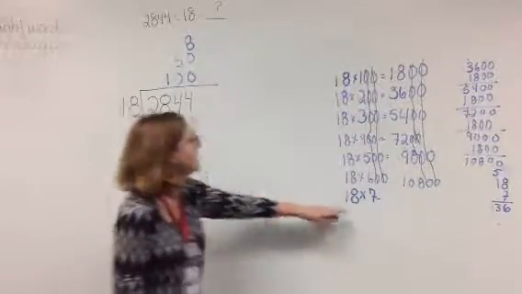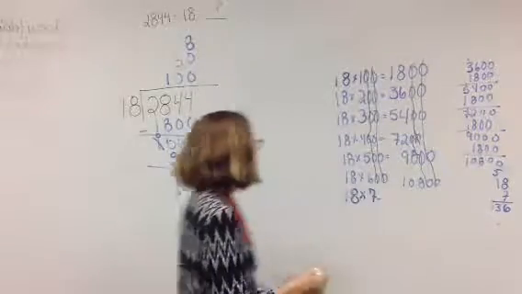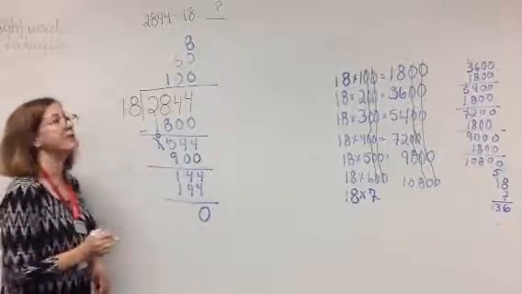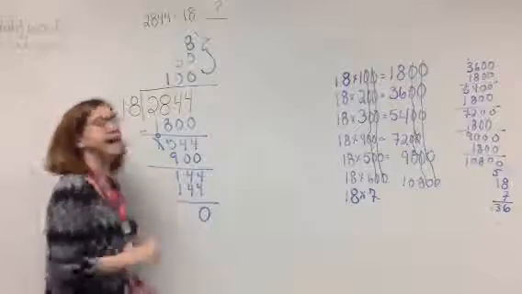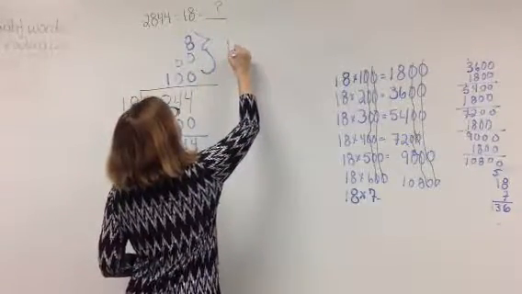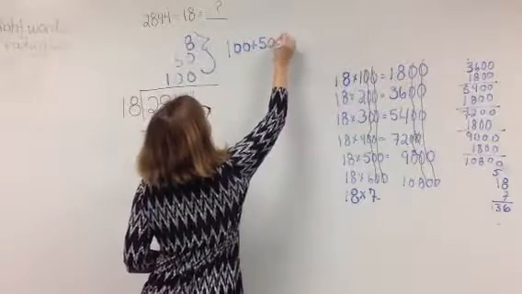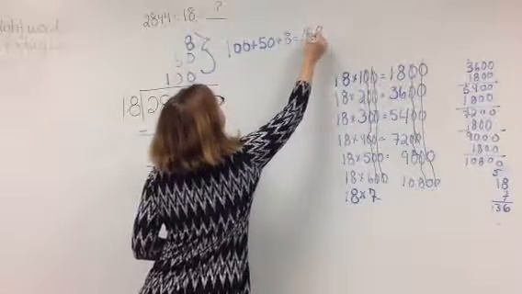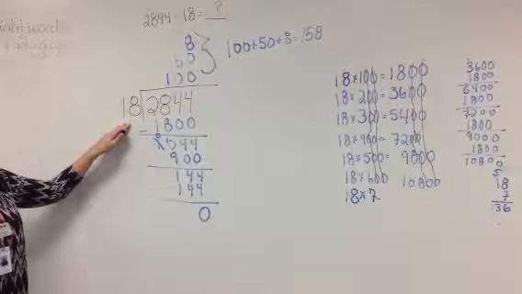And if I had kept going, I would have seen the larger number times 100. I'm going to subtract and get 0. So now I have 3 partial quotients that I have to add together to get my answer. 100 plus 50 plus 8 is 158. So my answer is 158.